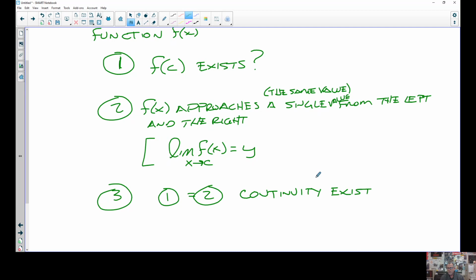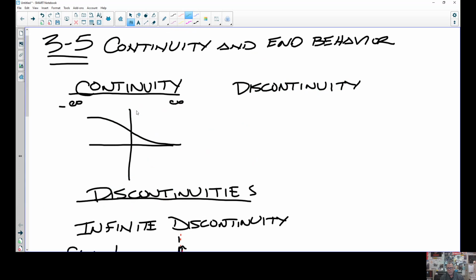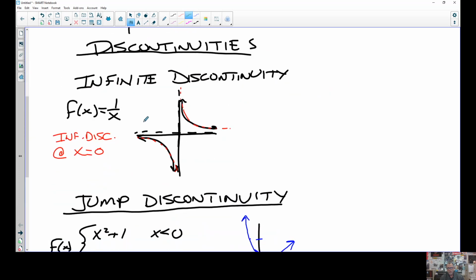All right, if they don't equal one another, where could that happen? Well, let's look back. Because here we're saying f of c exists, and then they approach the same value from left and right. There was one of these. You remember this one failed the first test.